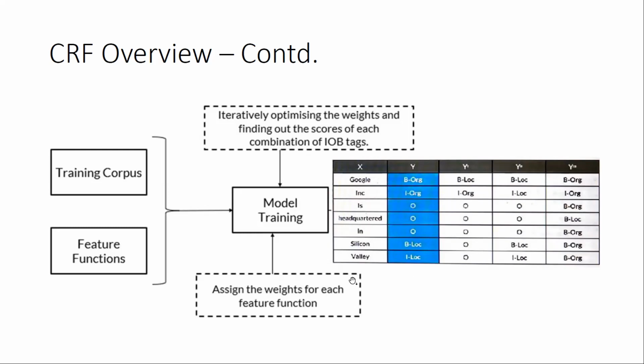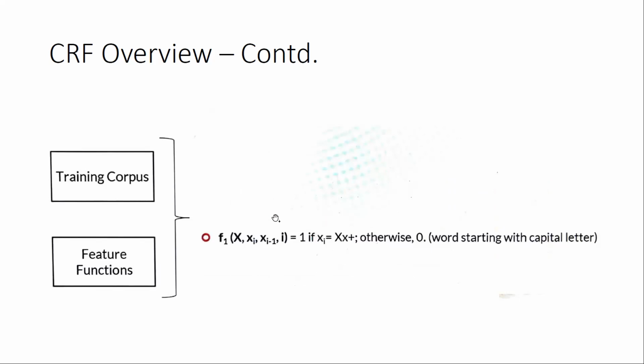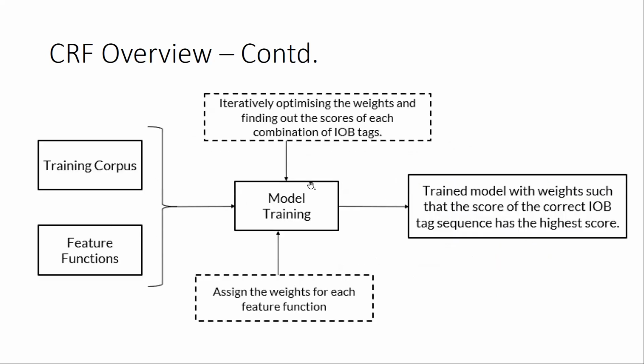So we have multiple features. One of the features, as we just saw, is that we want to put a value of 1 where the first letter is capital and the others are not. So this is kind of finding the word starting with a capital letter. So this is one feature. The other can be something else. So overall CRF should look like this.